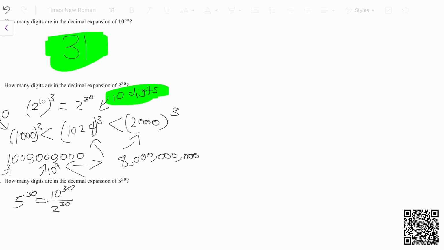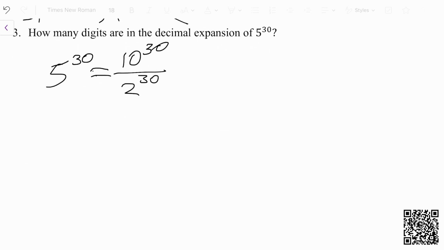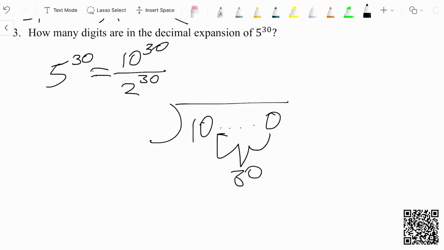Since now we know that the number of digits in the decimal expansion of 10 to the power of 30th is 31, and the number of digits in the decimal expansion of 2 to the power of 30th is 10, we can basically use that. So think about it like if we're dividing. Well, 10 to the power of 30 is just a 1 in front with a bunch of zeros, and there are 30 zeros here. And the 2 to the power of 30 has 10 digits. So let's just say it's like A to B, and there are 10 digits in total.